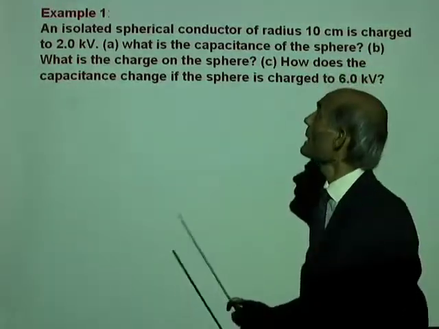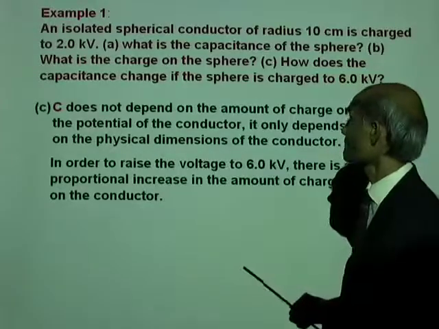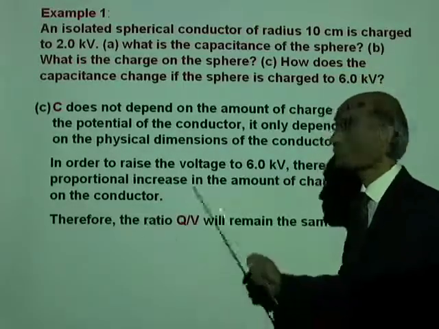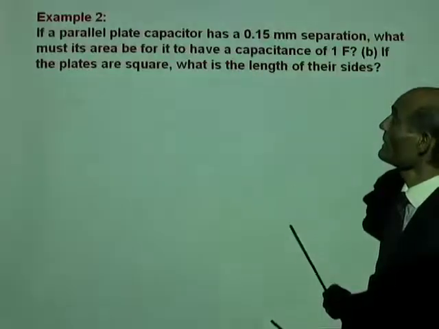Okay, we talked about that. Therefore, the ratio Q over V will remain a constant. Let's do another problem.